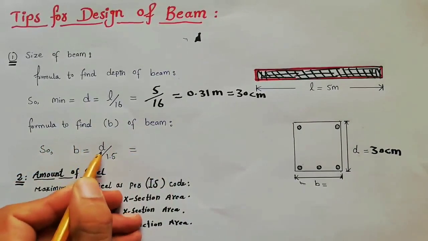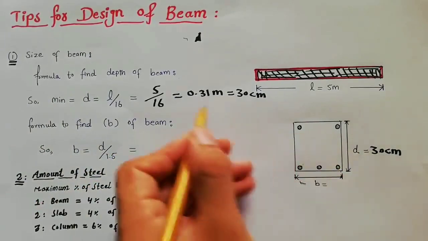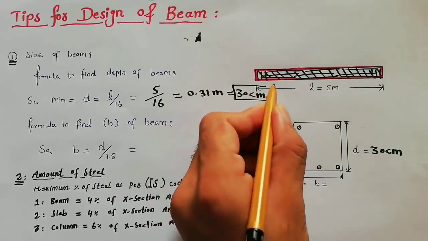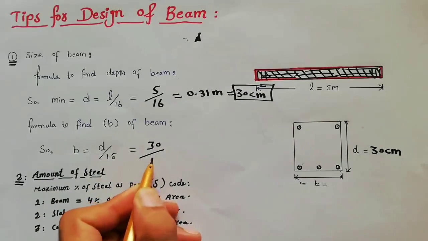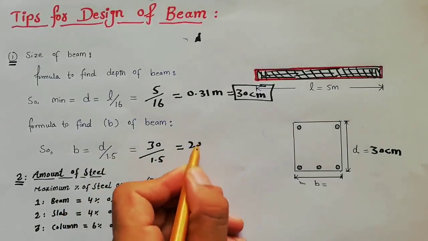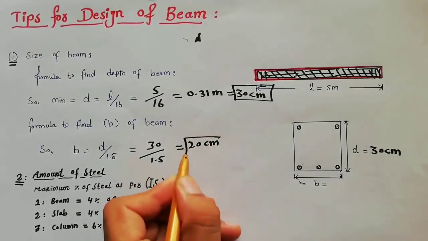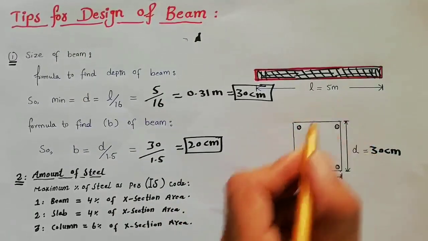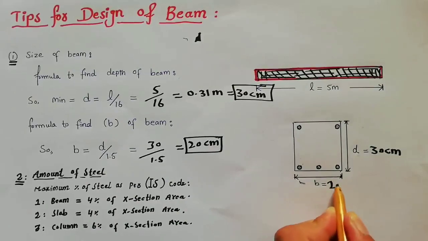Now, formula to find breadth of beam. So B is equal to D divided by 1.5. So already D is 30 centimeter, this one. Okay. 30 divided by 1.5, it will come 20 centimeter. So breadth should be here for 5 meter length of beam, we need breadth of beam 20 centimeter.